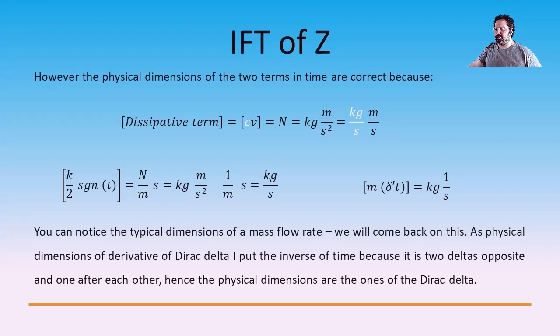As physical dimensions of derivative of Dirac delta, I put the inverse of time because they are, more than it is, two deltas, one opposite to each other and one after each other. Hence, the physical dimensions, sorry, are the ones of the Dirac delta.